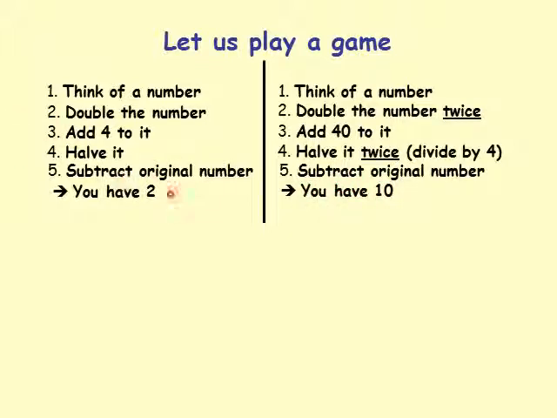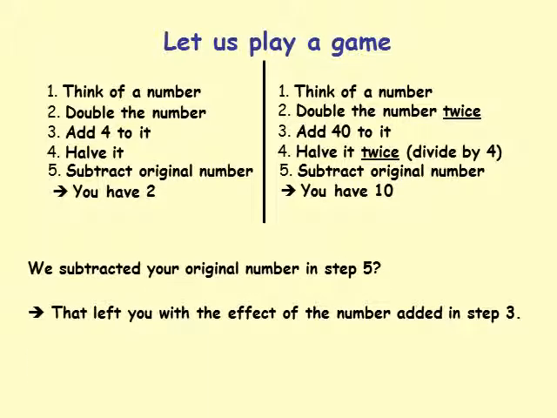In the first problem, you got a 2, which was half of 4. In the second problem, you got 10, which is half of the added number 40. We subtracted the original number from step 1 in step 5. The results you got, 2 here and 10 here, were the effect of the added number 4 here and the added number 40 here. 4 divided by 2, we just halved it, is 2. 40 divided by 4 is 10. Okay, let us continue.